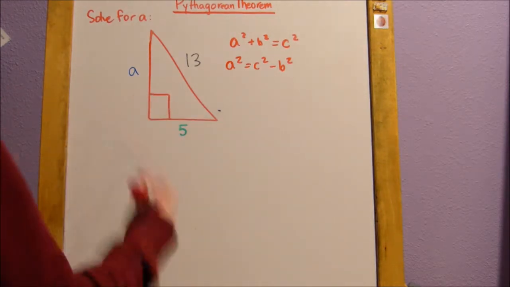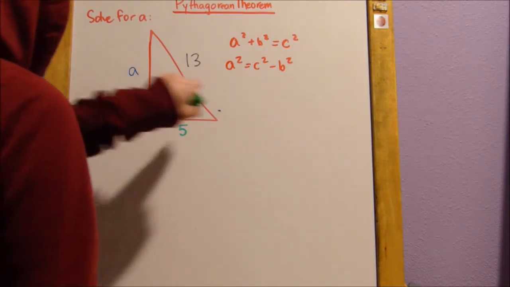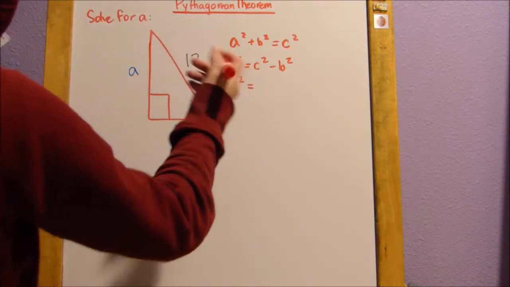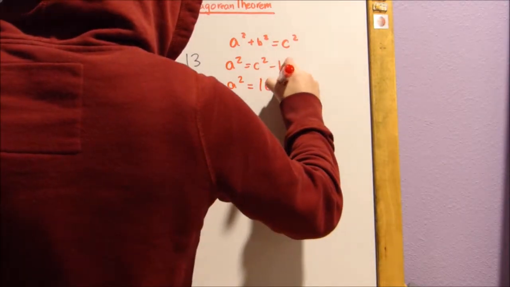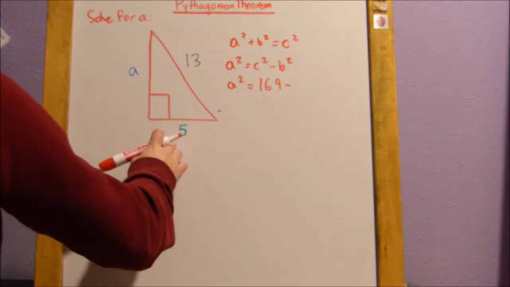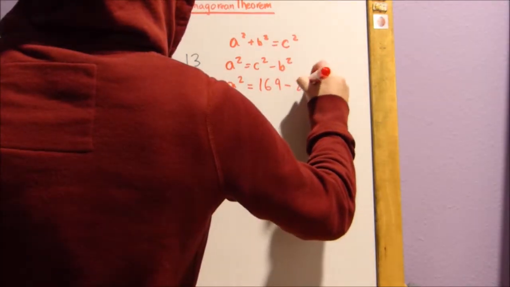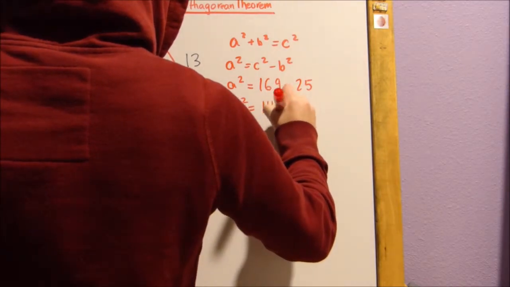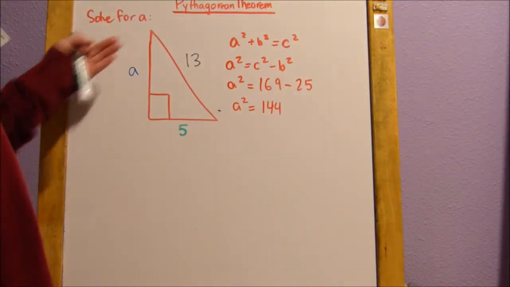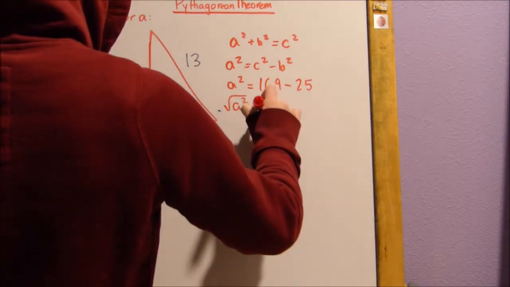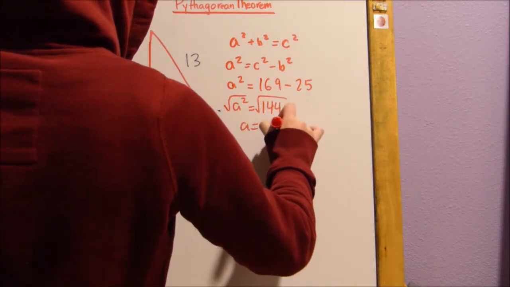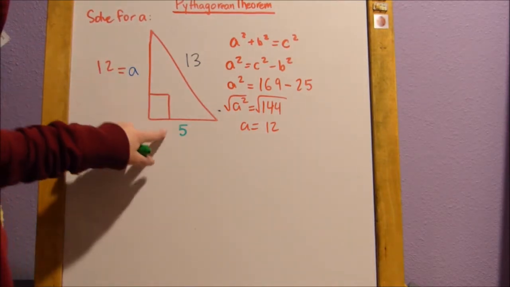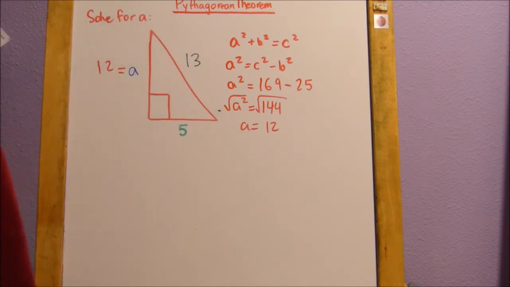Now let's just plug in the stuff that we know. So we don't know a squared, so we're just going to leave that be. We know c squared. 13 squared is 169. Now b squared is 25. So 169 minus 25 is going to be 144. Now to solve for a, which is what the problem asks us to do, we have to square root both sides. So we get a equals 12. So that's how easy it is to solve for side lengths or a hypotenuse using the Pythagorean theorem.